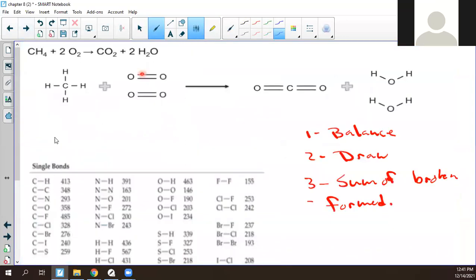Okay, so here we go. This is already balanced and drawn out. The red dot, you can ignore; that's just the presenter's mouse. So we've balanced it and drawn it. Now I'm going to look at everything that I break, because we break reactions down. We break 4 C to H bonds. Is that okay, where I got the 4 from? 1, 2, 3, 4 that I had to cut. Plus 2 O double O's.